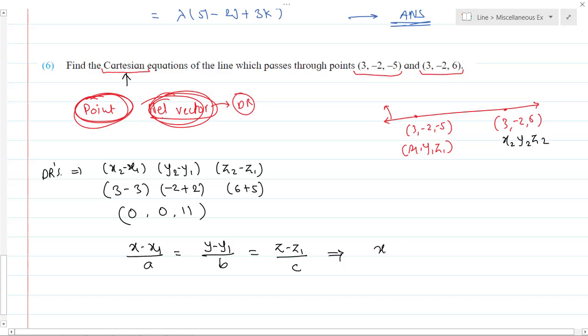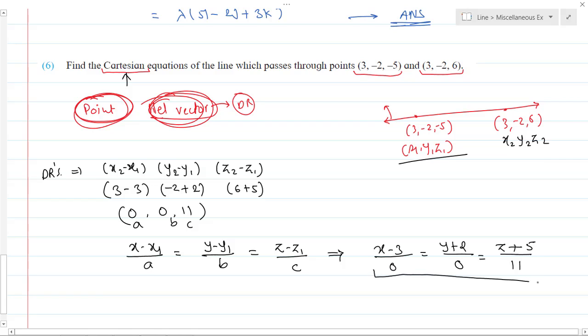So x minus x1 is what? It is 3. So these are x1, y1, and a, b, c. A is 0 equals y plus 2 by 0 equals z minus 11 by c. What? Okay, sorry, z plus 5 upon 11. That's it. This is the answer to my question. So x minus 3 equals y plus 2 equals z plus 5 upon 11.